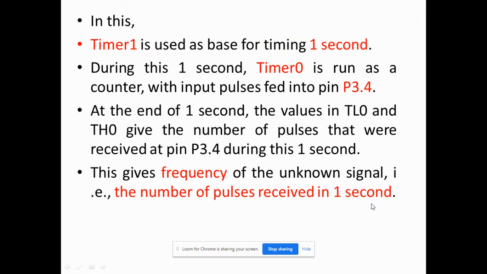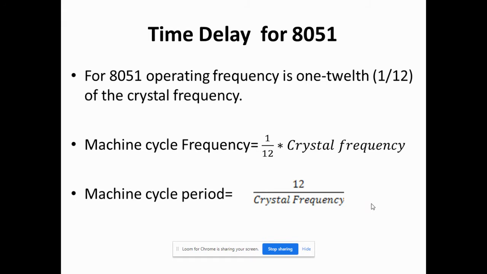Now for this particular example, timer 1 will be used as the base for timing 1 second. During this 1 second, timer 0 is run as a counter with input pulses fed into pin P3.4. At the end of 1 second, the values in TL0 and TH0 will give the number of pulses that were received at port pin P3.4 during this 1 second. This gives the frequency of the unknown signal, that is, the number of pulses received in 1 second. How to calculate the time delay of 8051, I have already explained in my previous video.